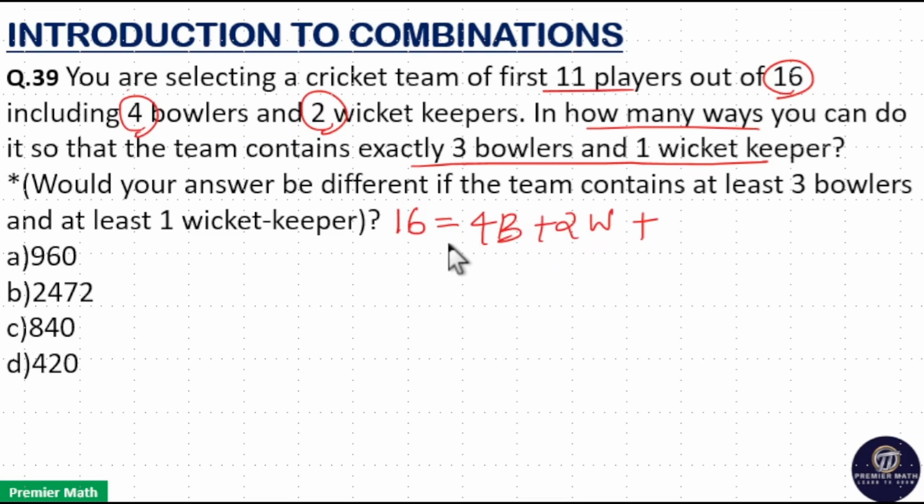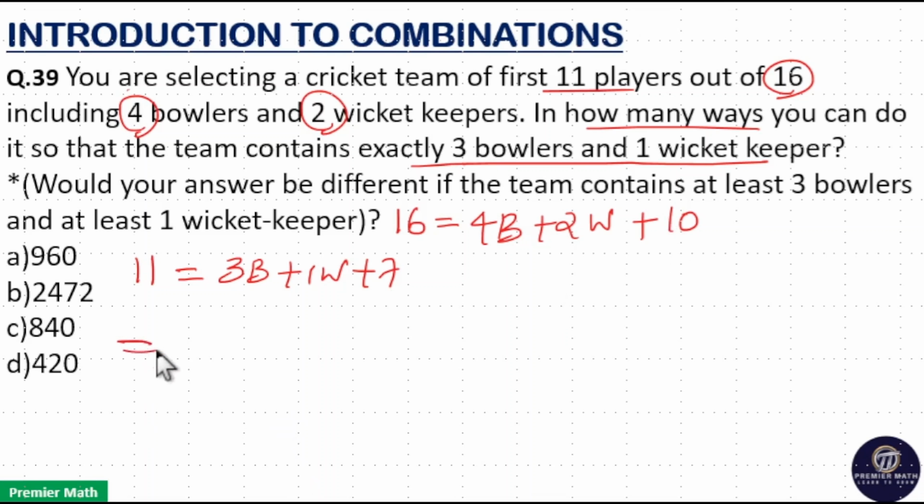So the remaining are 16 minus 6, 10 other players. Now we should form a team of 11, which should contain exactly 3 bowlers and 1 wicket keeper. So remaining are 11 minus 4, 7 other players. Now we can select these 3 bowlers from the available 4 bowlers, and we can select 1 wicket keeper from these 2 wicket keepers, and we can select the 7 other players from these 10 other players.